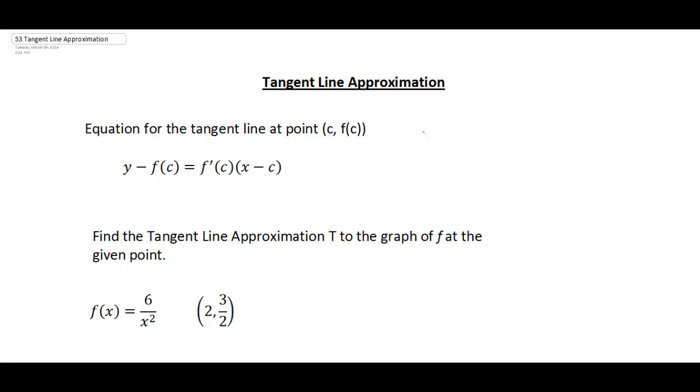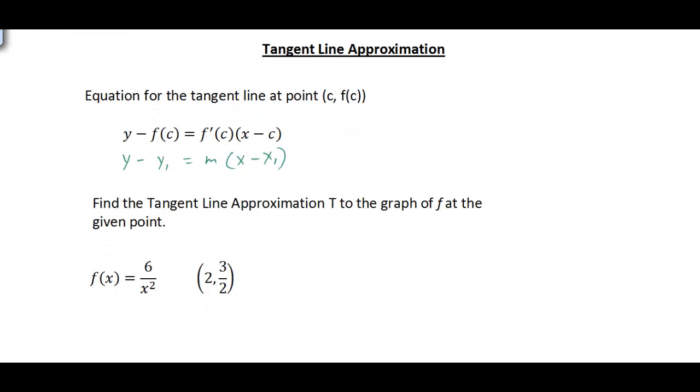All right, this video is going to look at approximating a tangent line. To do that, we have the equation of a tangent line at a point c, f of c, which we know is y minus f of c equals f prime of c times x minus c. Again, we're just simply using the point-slope formula, y minus y1 equals your slope times x minus x sub 1. So this is our point-slope formula to find the equation of our line at some point c, f of c.